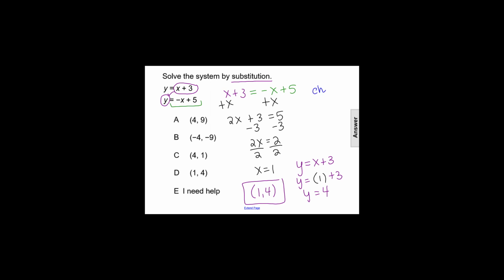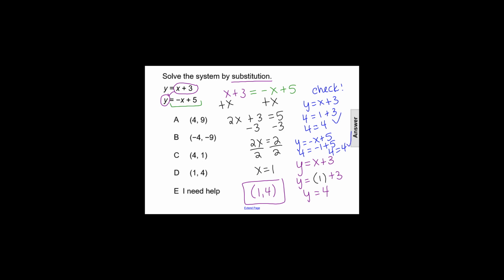We can do a quick check, where if we have y equals x plus 3, we can check if 4 equals 1 plus 3, which it does. 4 equals 4, so it checks out for the first equation. And then if we have y equals negative x plus 5, we would be checking if 4 equaled negative 1 plus 5, which it does. 4 equals 4 produces another true statement.